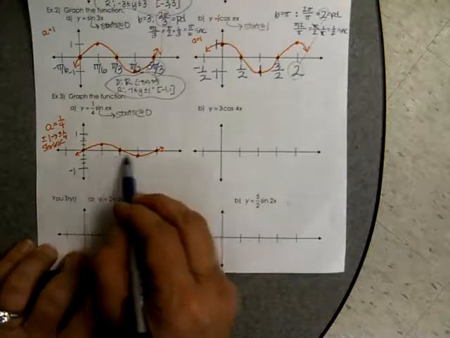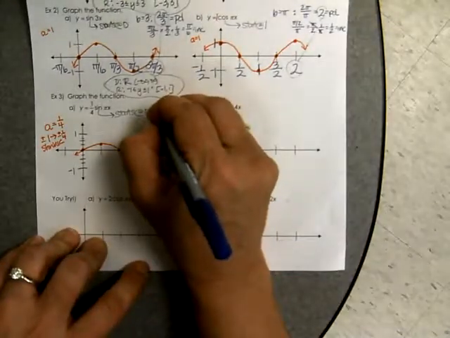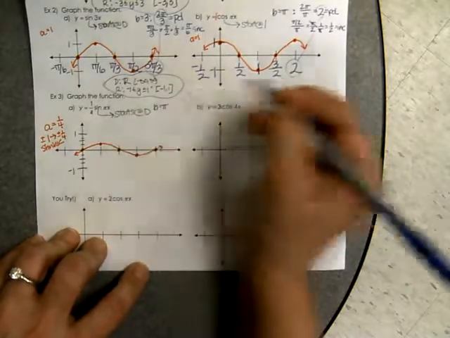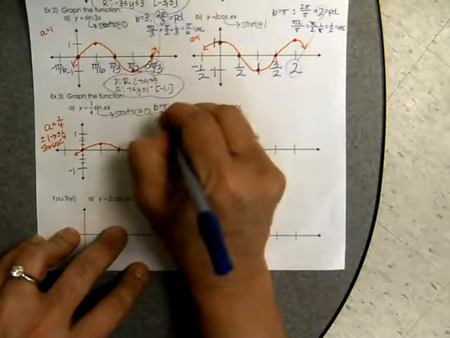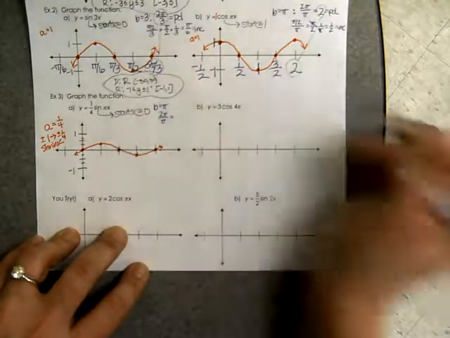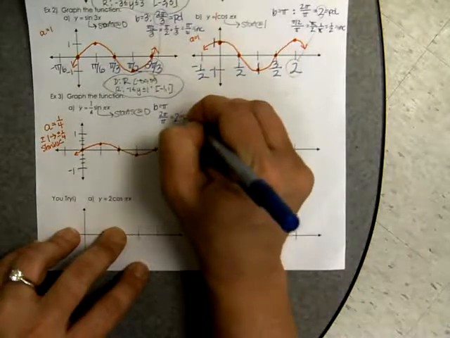However, we also need to label this axis. So I notice that my b value is pi. So to find the period, I'm going to take 2 pi over b. So 2 pi over pi, so that's going to give us 2 as the period.